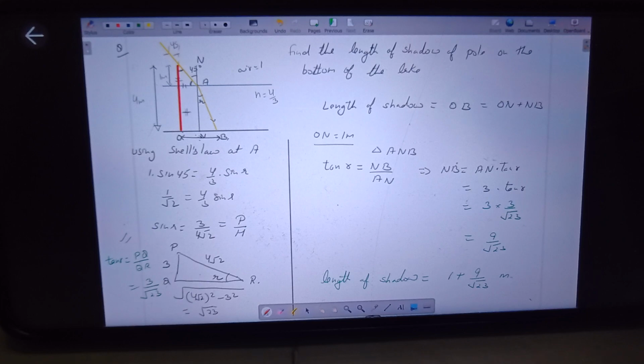Look, see here, these two are similar triangles. That means triangle ANB and triangle PQR are similar triangles. They are not exactly the same triangles, so don't get confused. Corresponding to side PQ, in that triangle, is side NB. And corresponding to side QR, in our triangle, is side AN. So they are similar triangles.